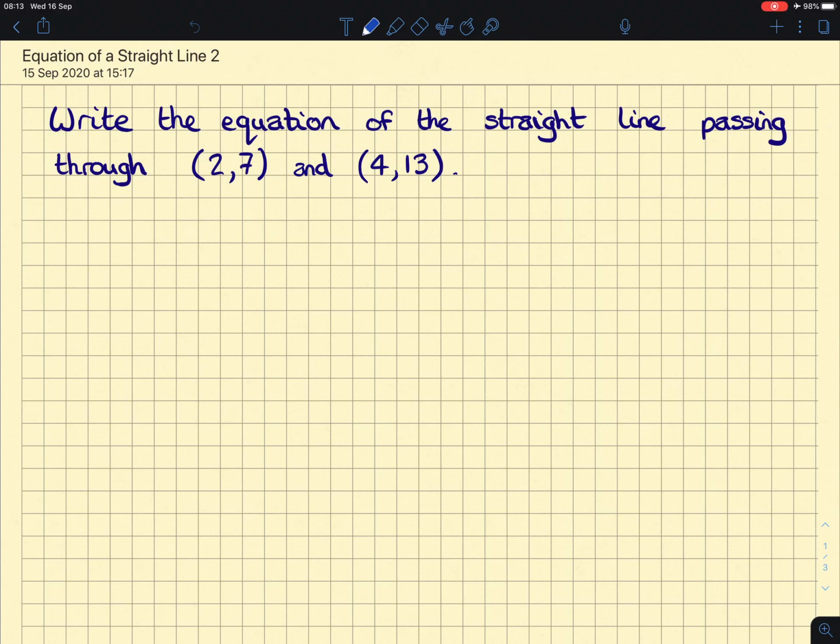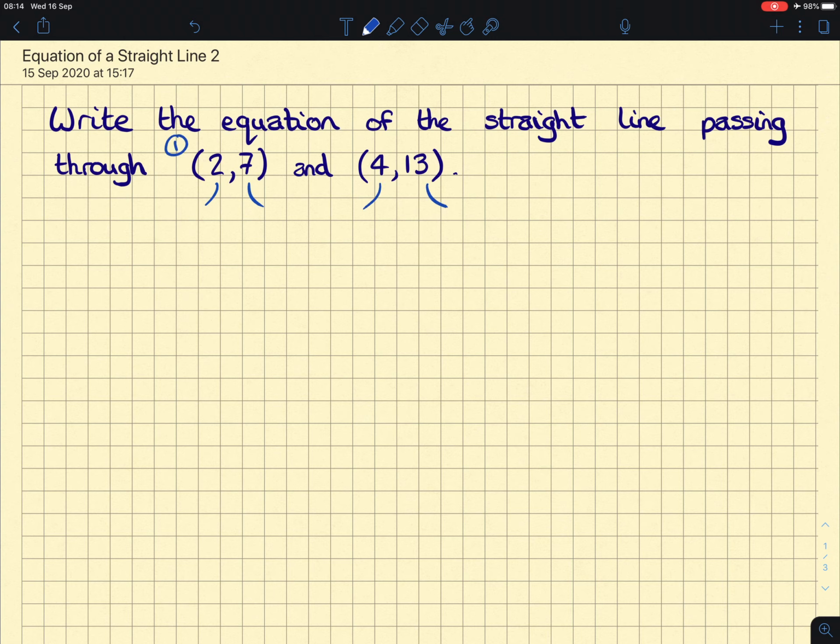In this video we're going to be finding the equation of a straight line that passes through 2 points. So the coordinates we've been given here for our first point is 2, 7, and our second point is 4, 13. So first thing I like to do is label our x and y coordinates and label which point is point 1 and which point is point 2.